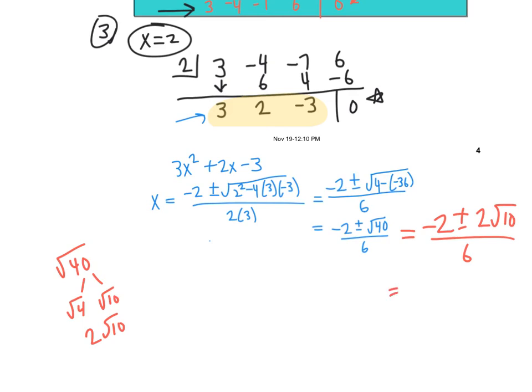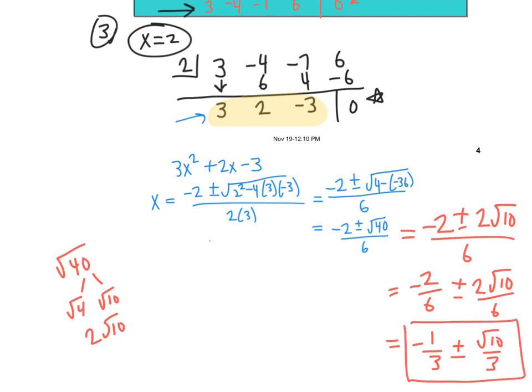Okay, and since each coefficient in the numerator over 6 is reducible, I'm going to go ahead and reduce them. Let's just split it up first. That might help. I'm going to put each term over 6, and then we can reduce and get final answers of negative 1/3 plus or minus root 10 over 3. That's one way to write it. If you didn't want to split it up, you could have just left it as negative 1 plus or minus root 10 all over 3 as well. Either way is totally fine.